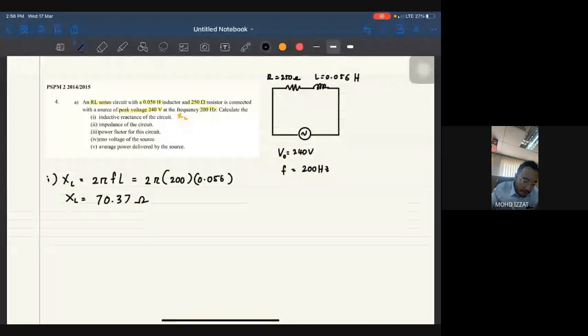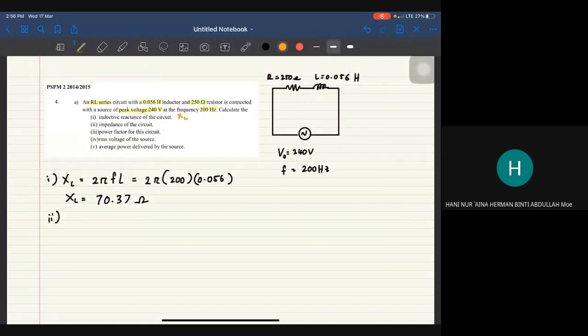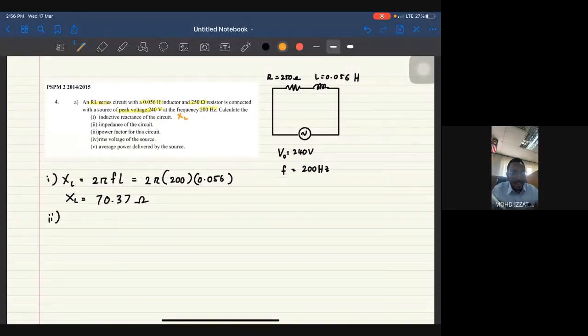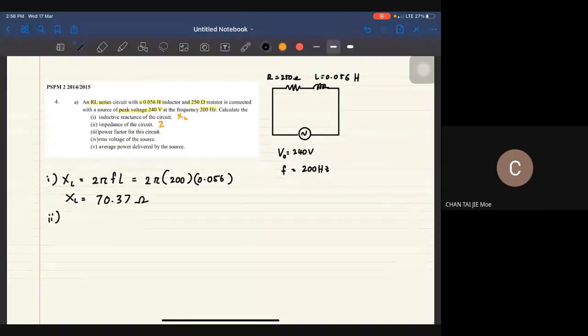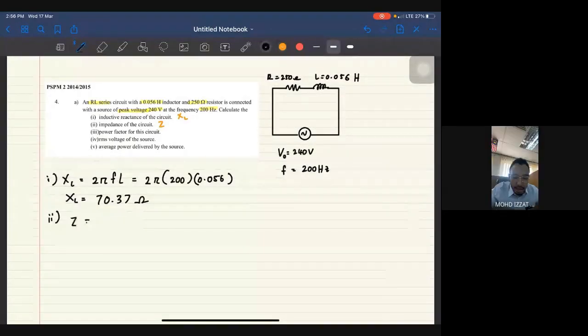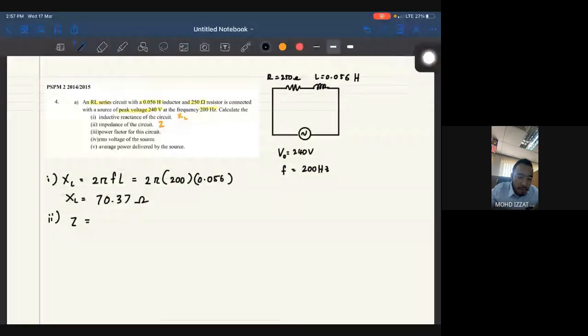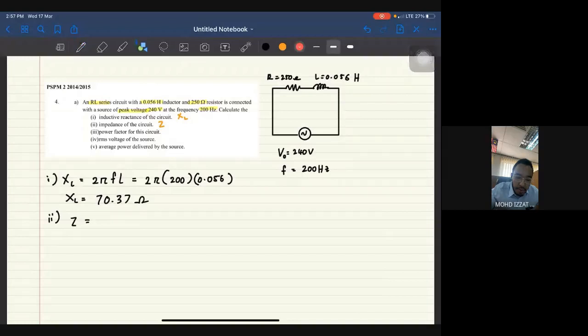Number 2, impedance. Impedance simbol apa? Z. Okay, good. Kalau saya nak calculate Z, dia ada banyak cara sebenarnya. You can simply use the formula Z equals to square root of R square plus XL square. Ataupun, my suggestion is that you try to draw the phasor diagram. If I were to draw my phasor diagram, this one is ada L dengan R.